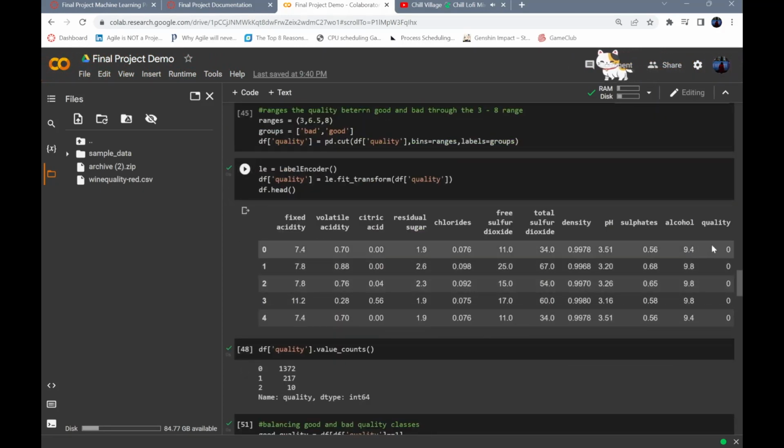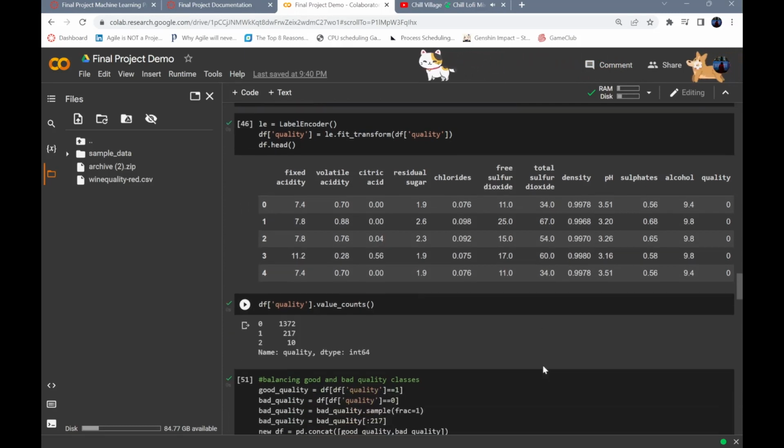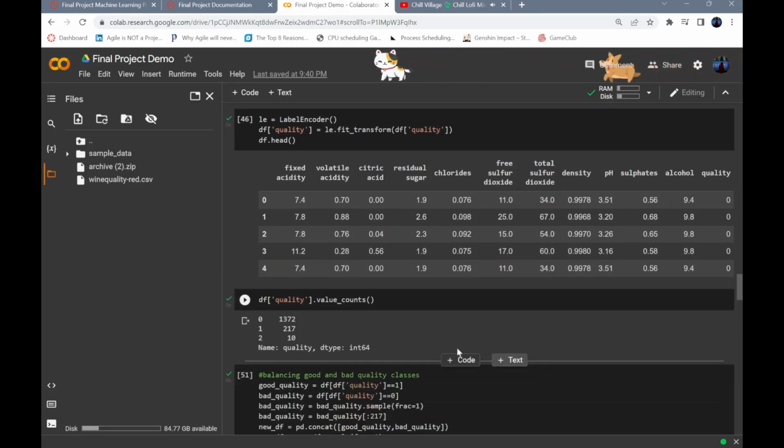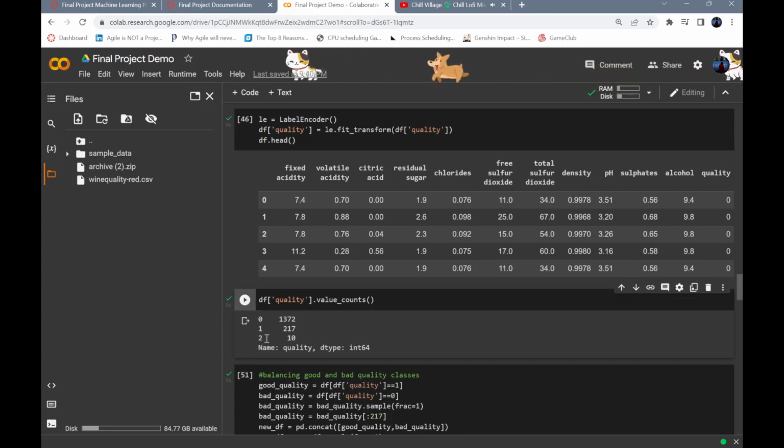So the quality is now considered 0 or 1. 0 meaning bad, 1 meaning good quality. See that the 2 here is my mistake because I forgot to drop the best quality. So best quality is only 10. Good quality is 217, and then we have bad quality, which is 1,000 wines.